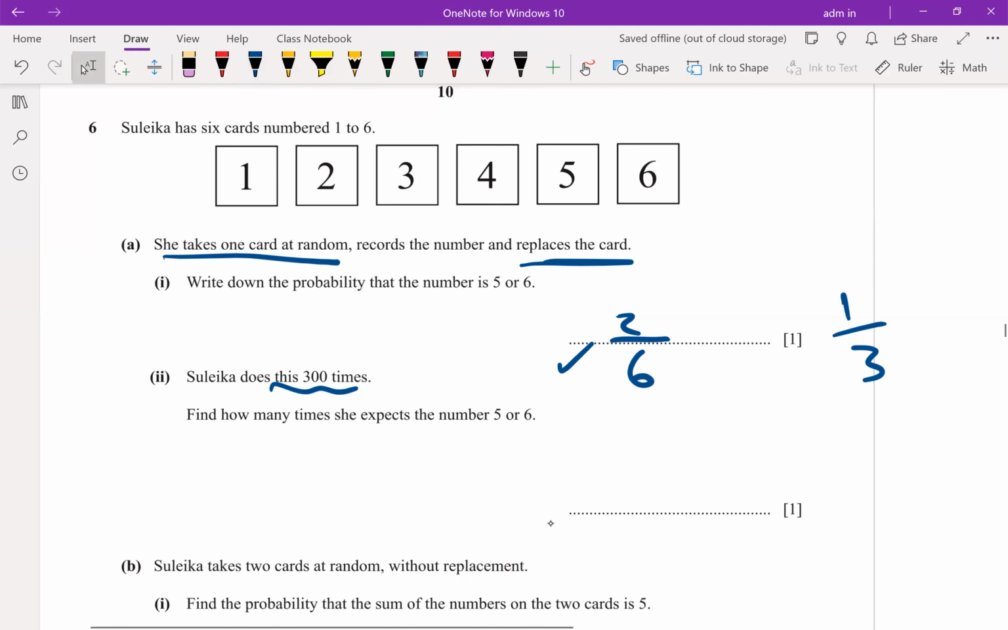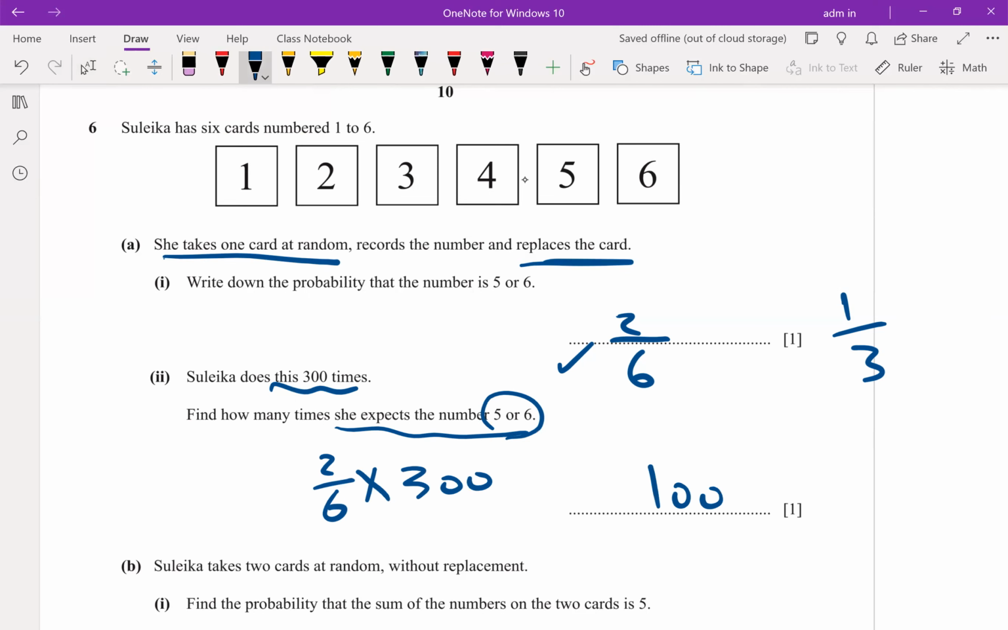Now, question part 2. The number of trials is 300 times. What is your expectation, estimation? How many? You have to multiply the probability by the number of trials, which is 300. What is the final answer? 100.